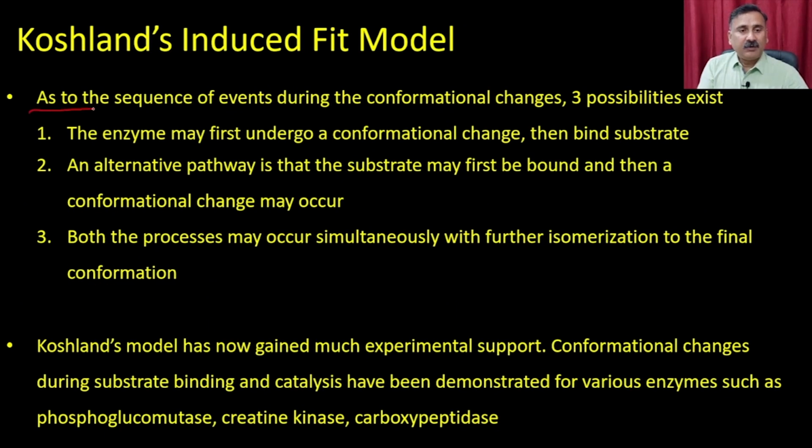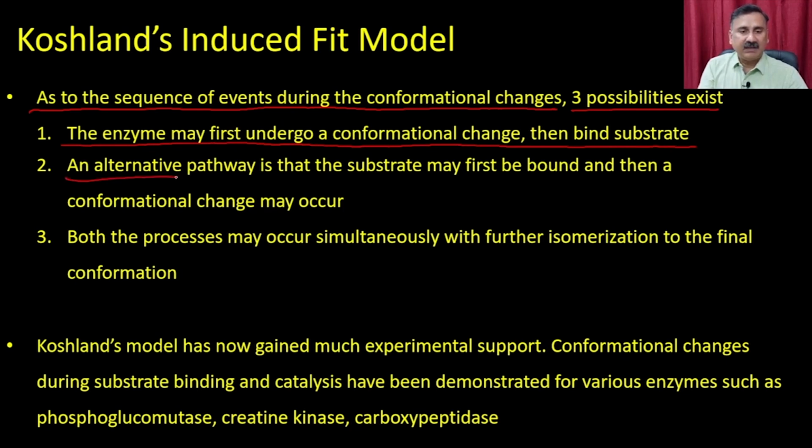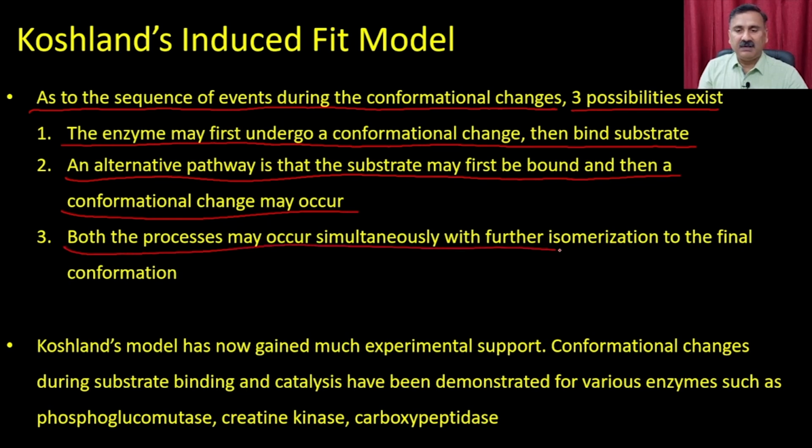As to the consequence of events during the conformational changes, there are three possibilities. The enzyme may first undergo a conformational change and then bind the substrate. An alternate pathway is that the substrate may first be bound and then conformational changes may occur. Both processes may occur simultaneously, with further isomerization to the final conformation. So what it says is that there are three possibilities.